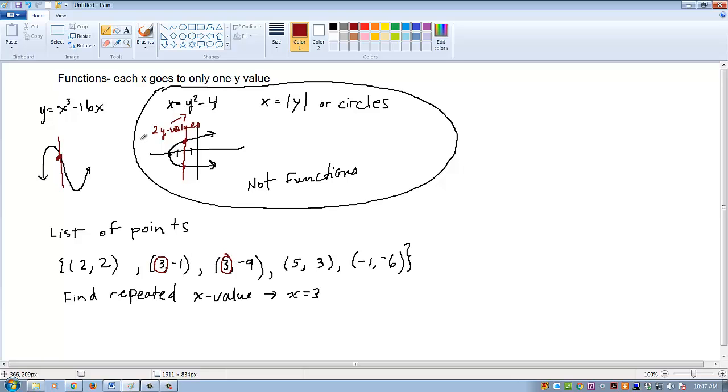We've got this example, where each x goes to only one y value. Here we've got this one x going to two different y values. So this and this are different, and when they're different, that means that this list fails to be a function. So anytime this happens, this is not a function.